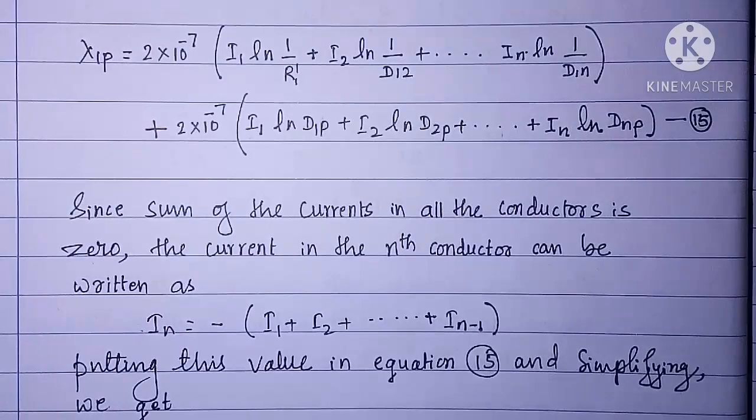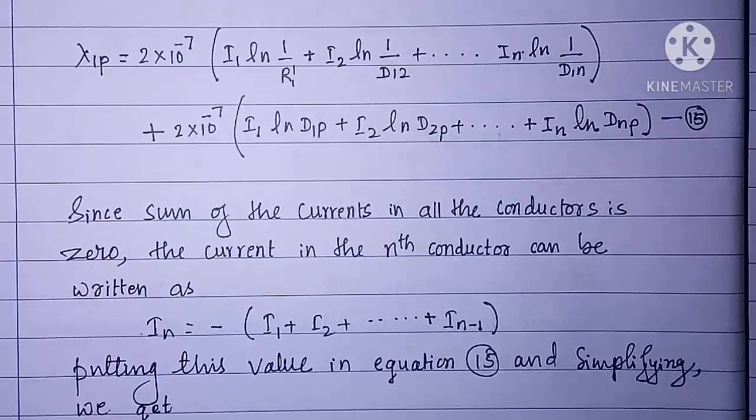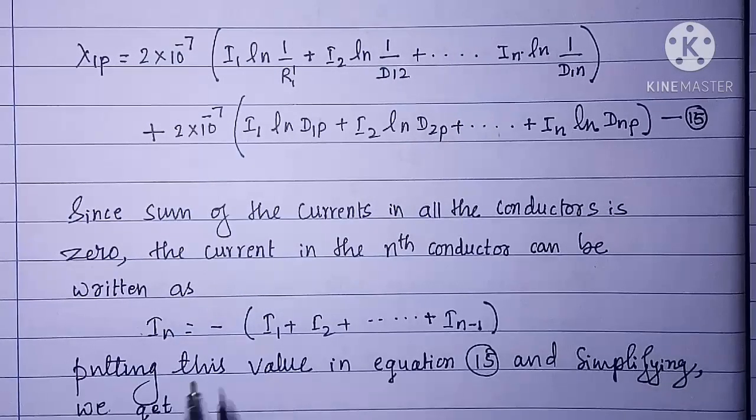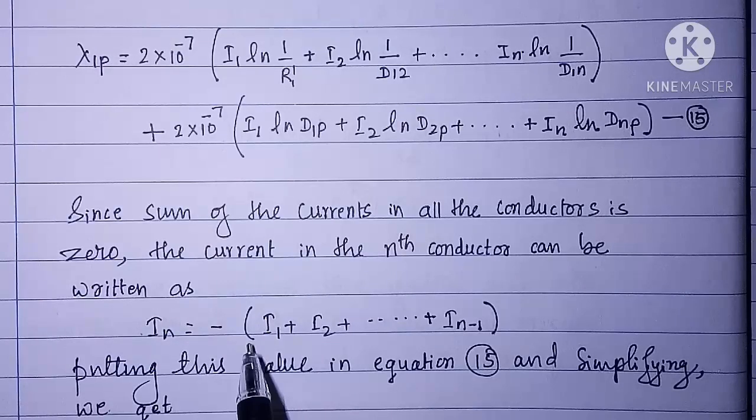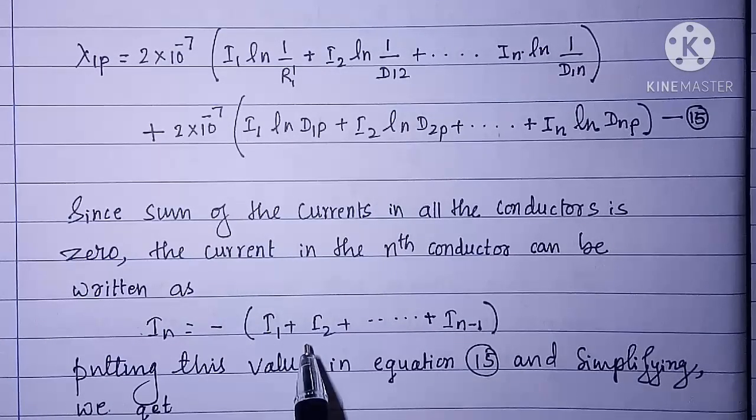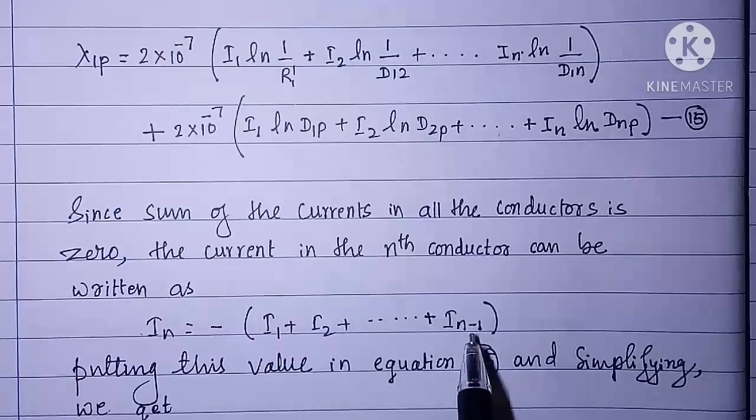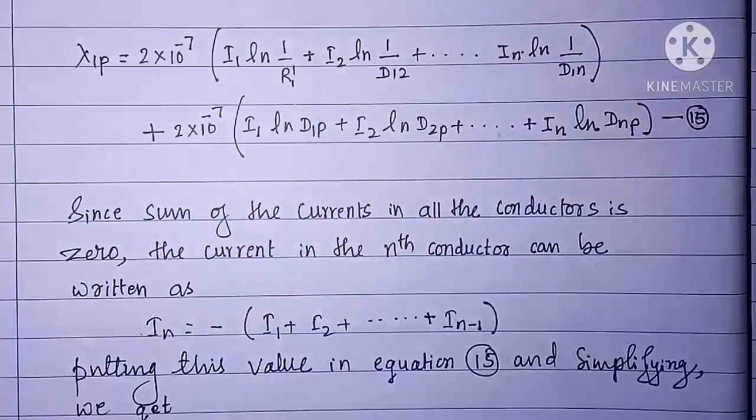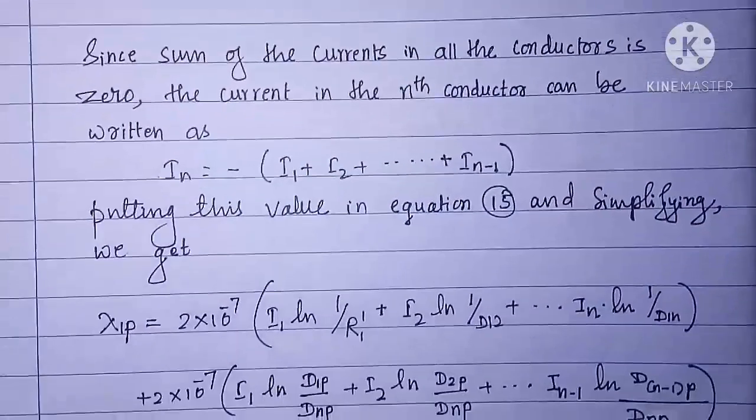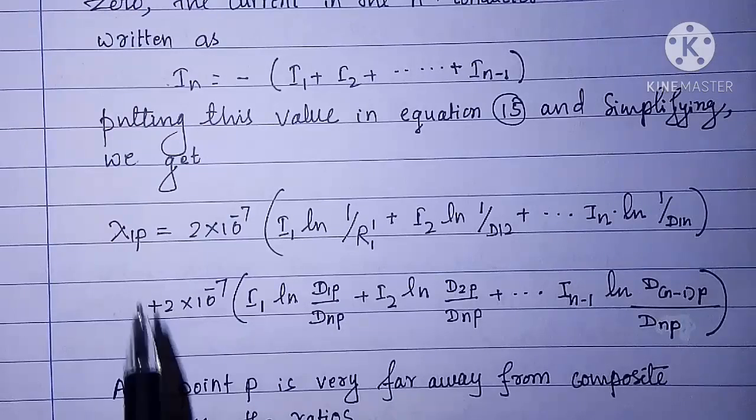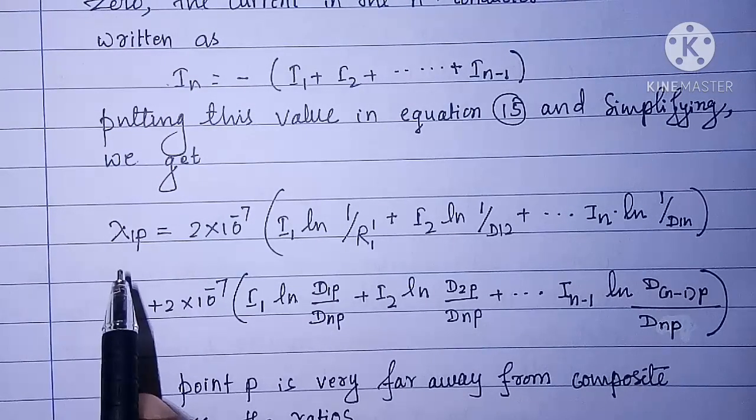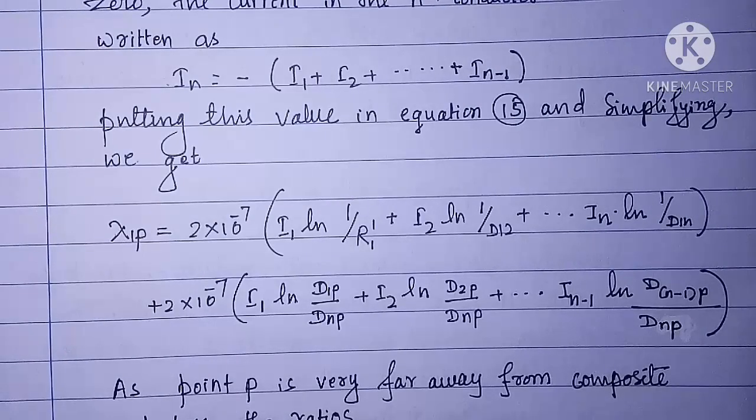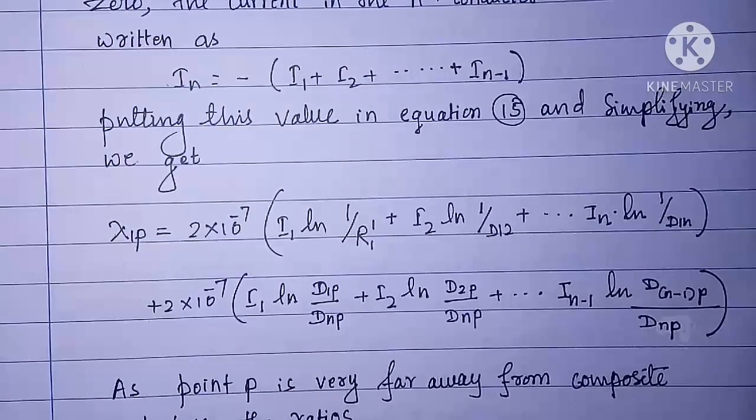Dear students, in last class I asked you to substitute the value of In equal to minus of I1 plus I2 plus and so on up to In minus 1 in equation 15 and get the expression for lambda 1p. I do not know how many of you have derived it or simplified it. Now I will tell you how to do that.